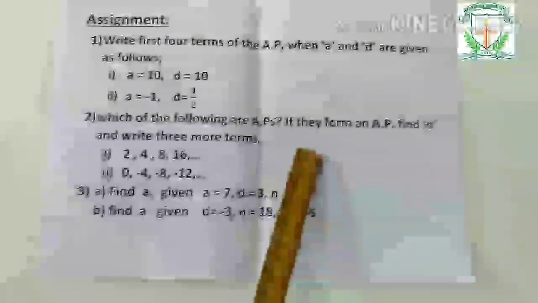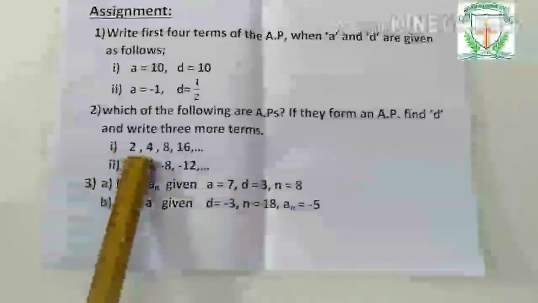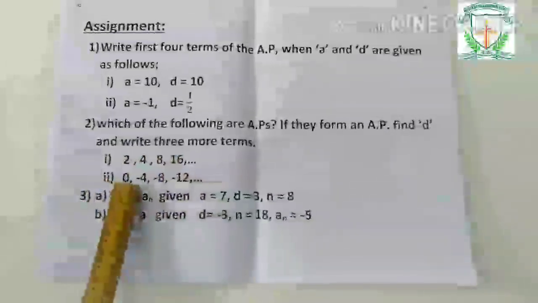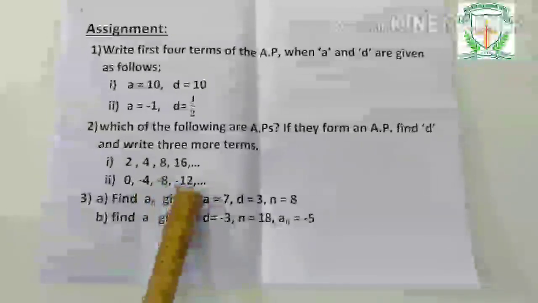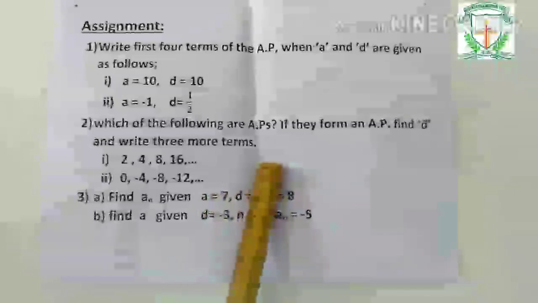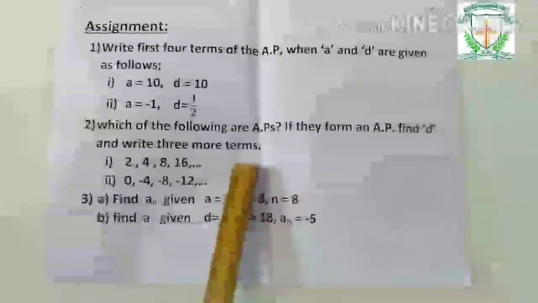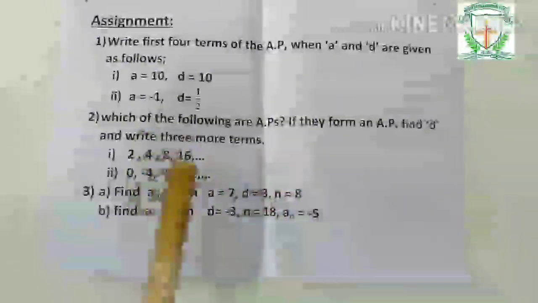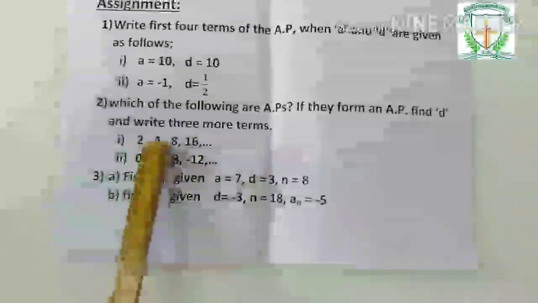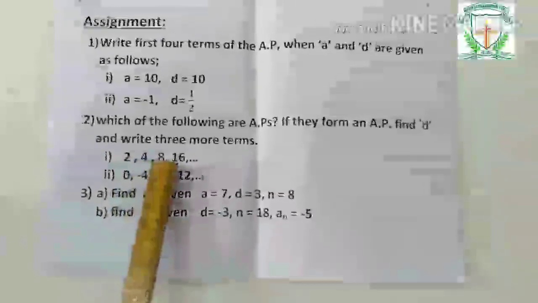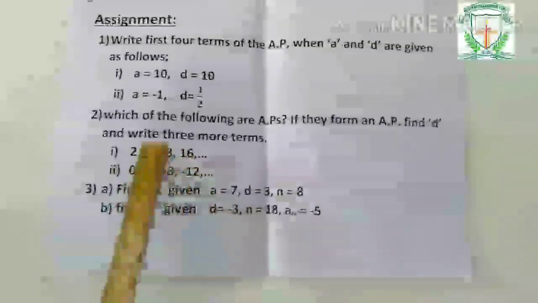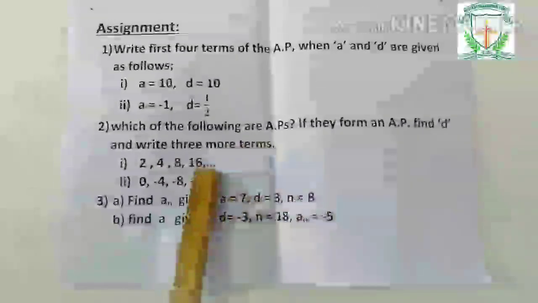You can continue that. First one 2, 4, 8, 16. Second one 0, minus 4, minus 8, minus 12. So here you find D. A2 minus A1, D. A3 minus A2, if they are equal, you can tell that it is an AP. If it is an AP, you can continue. For example, 4 minus 2, 2. 8 minus 4, 4. Not an AP. Only if it is an AP can you continue some more terms.